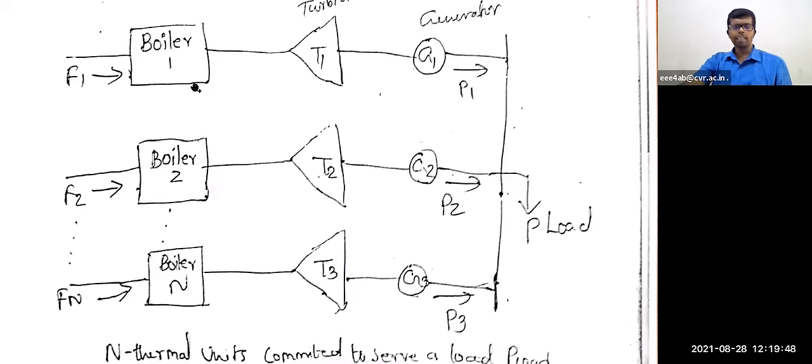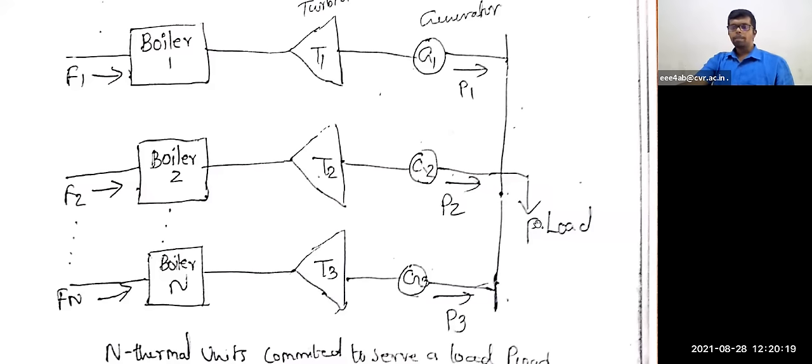From here we are giving an enormous amount of heat to the boiler, so that superheated steam will be generated from the boiler. It is given directly to the turbine. The turbine rotates, and this turbine is coupled with the generator. This generator is connected to a common bus, and it is committed to serve the load, P load.